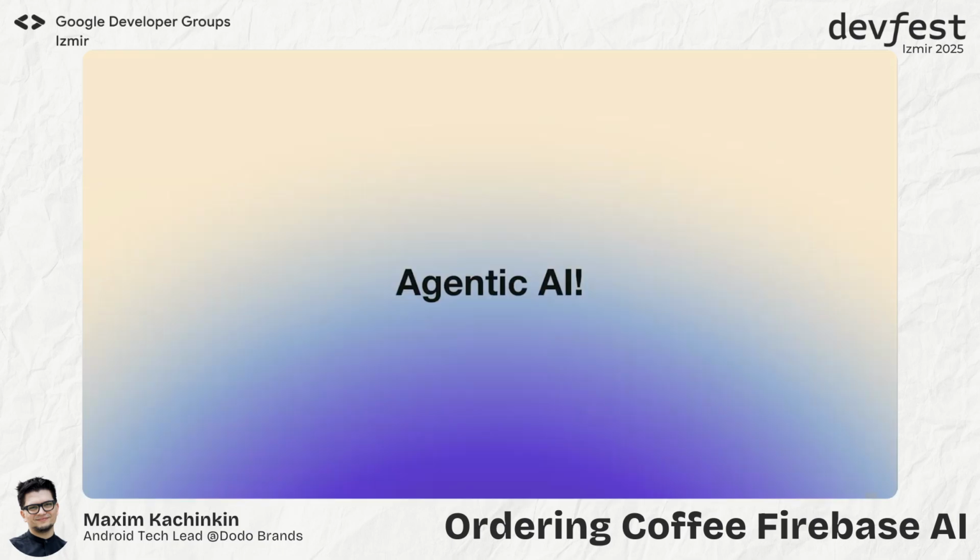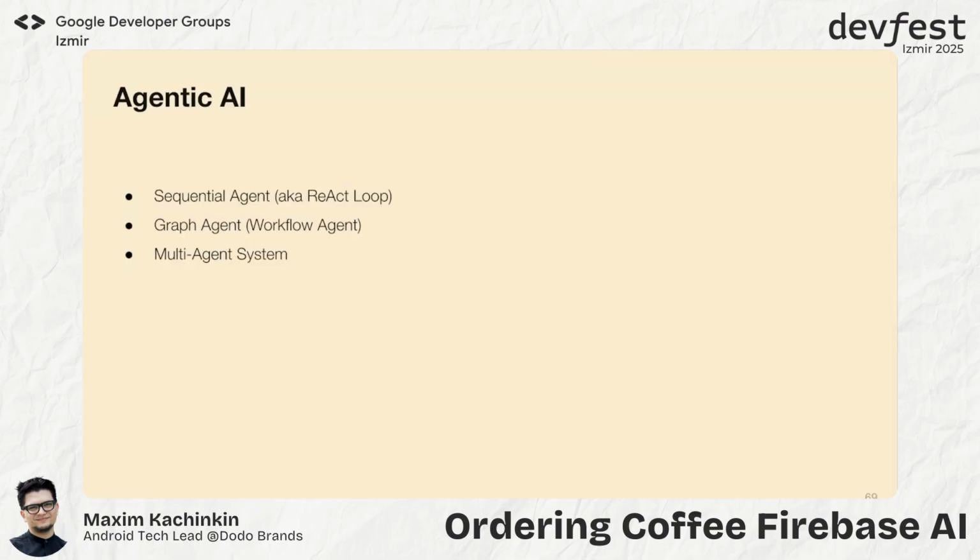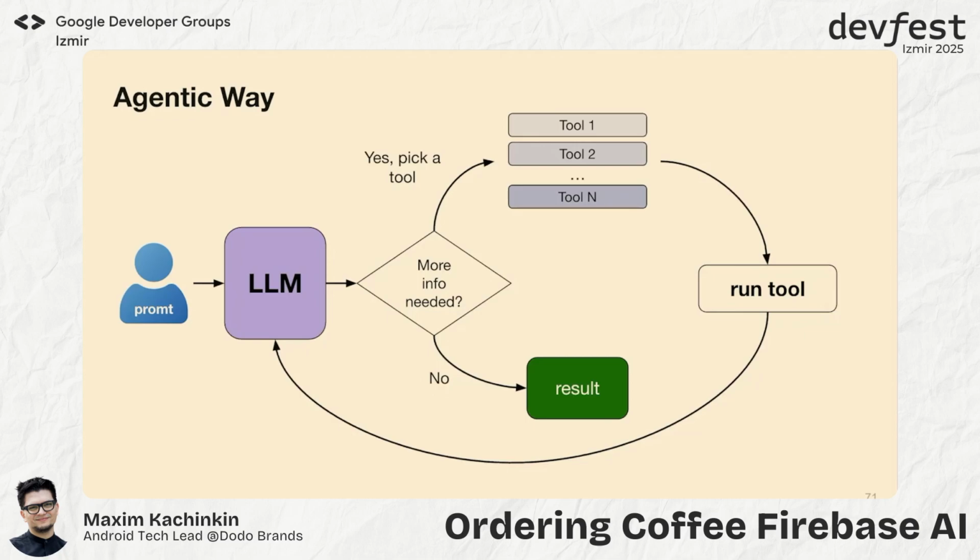And when we say thinking AI, what we think about usually is agents. We all love agents, right? I love agents. So we need some kind of agentic AI in our app, and what kind of agentic AI do we have nowadays? There are kind of 3 types: sequential agent, aka ReAct loop, and more advanced like graph agent, multi-agent system. We want to start with a simple one. We think that the sequential agent is a good fit for us. And it usually looks like this.